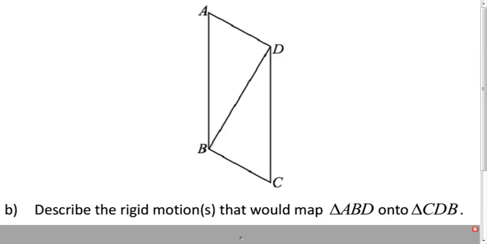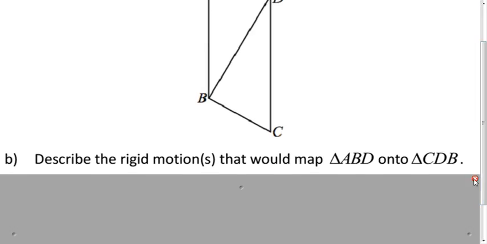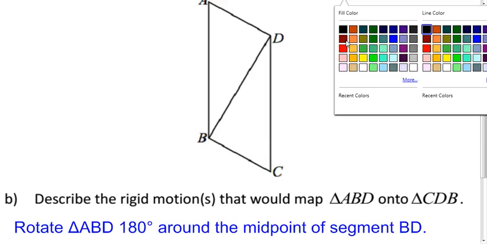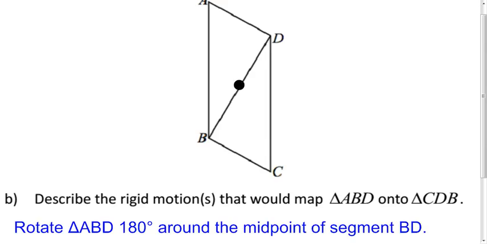So what rigid motion will map triangle ABD onto triangle CDB? I think rotation will get the job done. Want to rotate 180 degrees around the midpoint of segment BD. So you could draw that in there. Rotate around that midpoint.